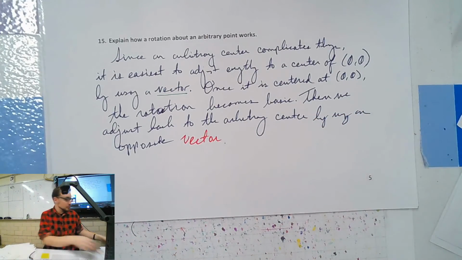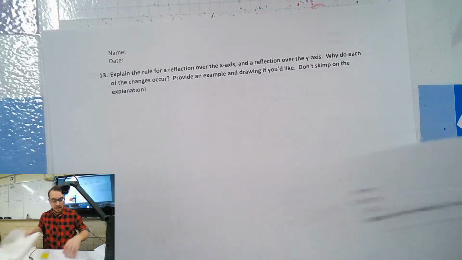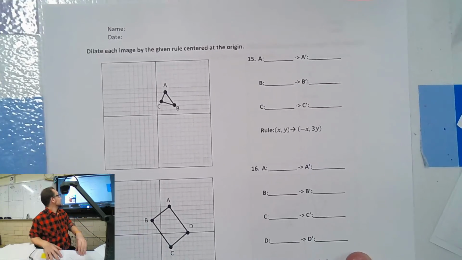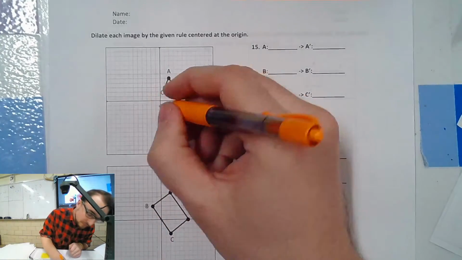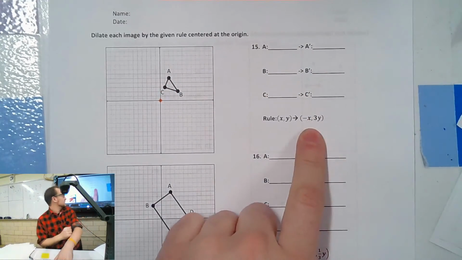So that takes us through. That gets us 12 out of the way. That gets us 13 out of the way. That gets us 14 out of the way. We are now on 15. Dilate each image by the given rule centered at the origin. So for this one, we're dilating from 0, 0. Check it out. The rule says negate the x and 3y.